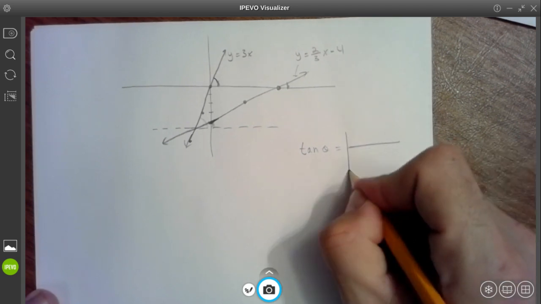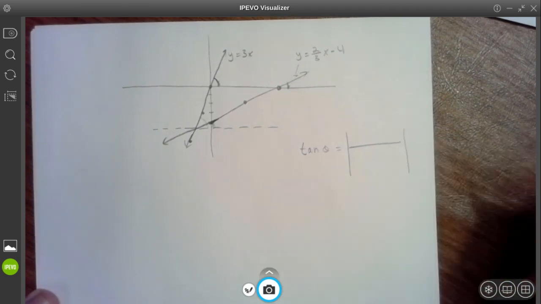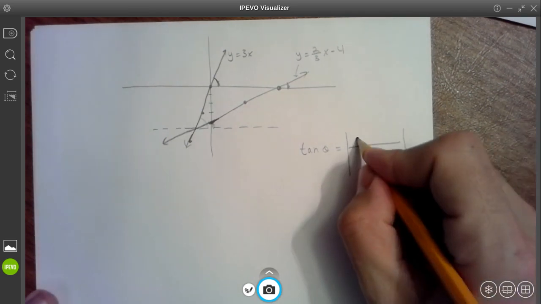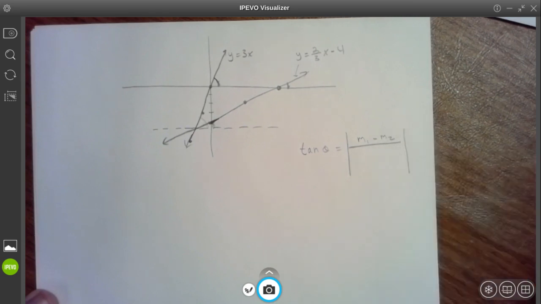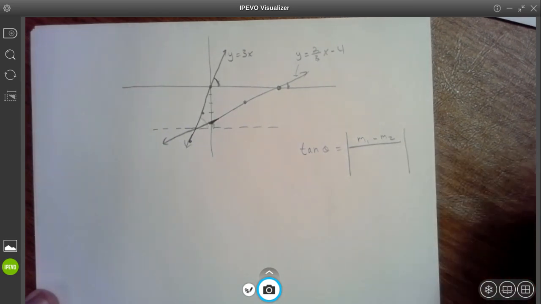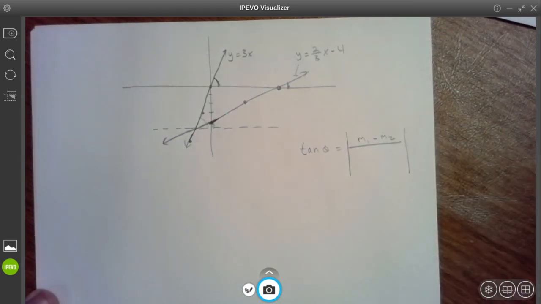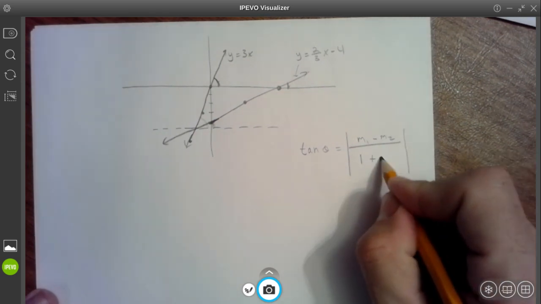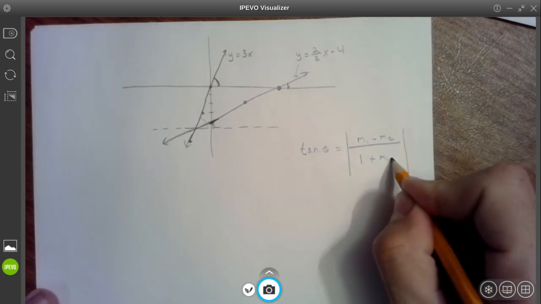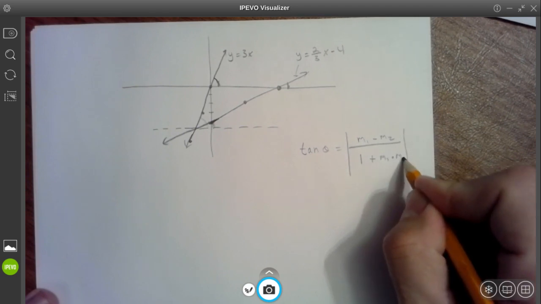So the relationship is tangent of theta is equal to the absolute value. And then for the numerator, you're going to subtract the two slopes, the slope of one minus the other. The order doesn't matter there. Over 1 plus the product of those two slopes.